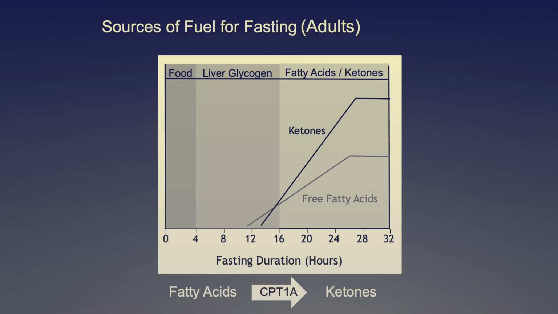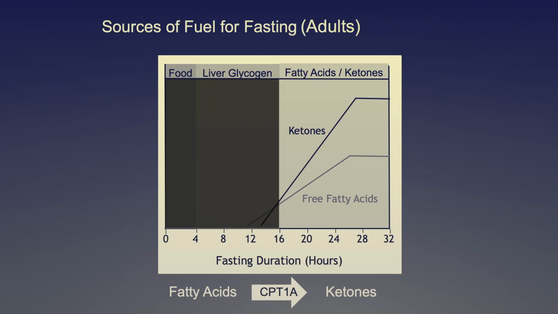After a meal, we rely on the foods that we've just eaten as a source of energy. After that, for about the next 12 hours, we rely on our liver glycogen stores as a source of fuel and a source of glucose for the rest of the body. At about 16 hours of fasting, we start switching over, and now we start burning fats and generating ketones. It is this process, the burning of fats to generate ketones during fasting, that is impaired by the Arctic variant of CPT1A.